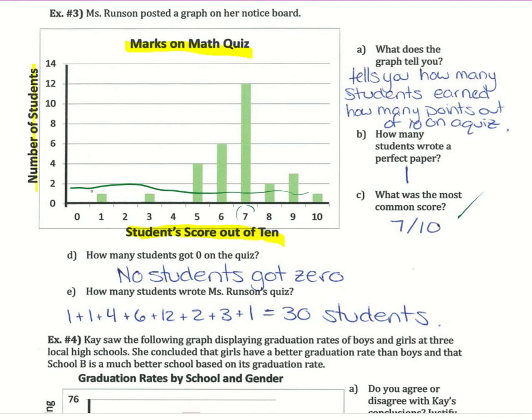How many students got 0? We talked about that already. 0. How many students wrote? This is interesting because I go like 1, right? So you can see I've got 1 there. There's 1 there. There's about 4 there. 6, 12, 2, 3, and 1. When you add together, 30 students wrote this test. All right.